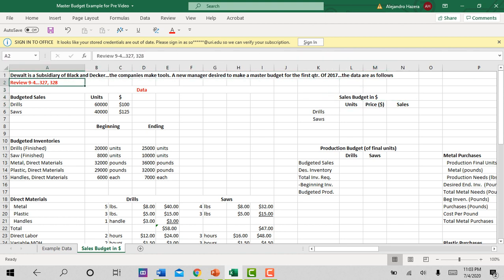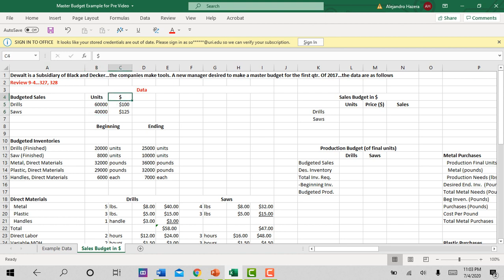Now it's a power, and they make power tools. So this division, DeWalt, makes drills and maybe electric saws. Okay, and these are budgeted sales. These are the sales they think they're going to make during the quarter. So keep in mind that everything here is not reality. It's your forecast of reality, budgets. Okay, so they think they're going to make 60,000 drills and 40,000 saws.